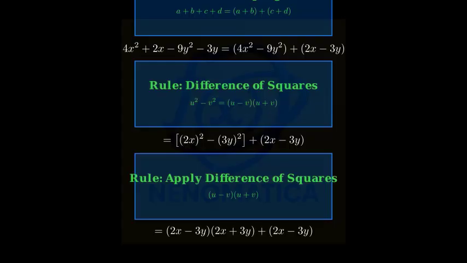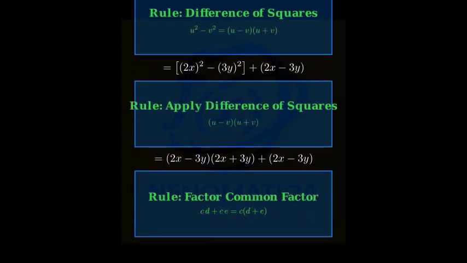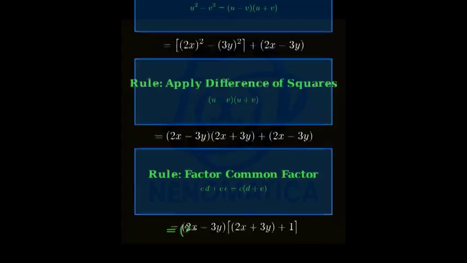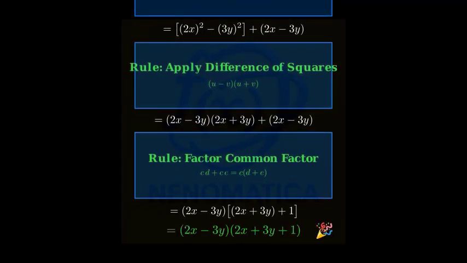You notice anything interesting? We can see that (2x minus 3y) appears in both terms. This means we can factor it out using the distributive property. We get (2x minus 3y) times [(2x plus 3y) plus 1]. Simplifying inside the brackets, we get our final factored form: (2x minus 3y) times (2x plus 3y plus 1). And that's our answer for the first example.